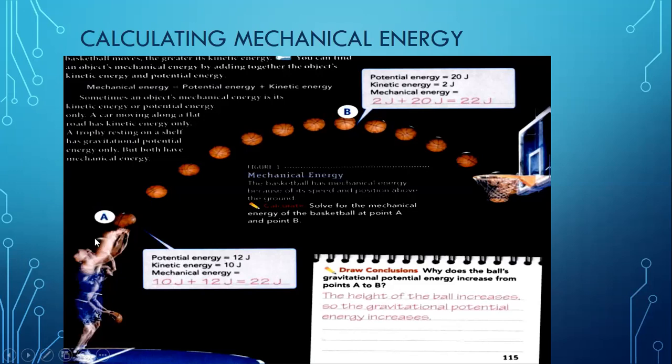It is then converted again at position B. It is the highest point, so the height will be maximum here. We'll see that the potential energy will be maximum at 20 joules, but the kinetic energy will be less, at 2. So when the potential energy decreases, the kinetic energy increases, and when the potential energy increases, the kinetic energy decreases, but the total mechanical energy stays constant. So it will be 2 plus 20, which is 22, the same as in the other position.